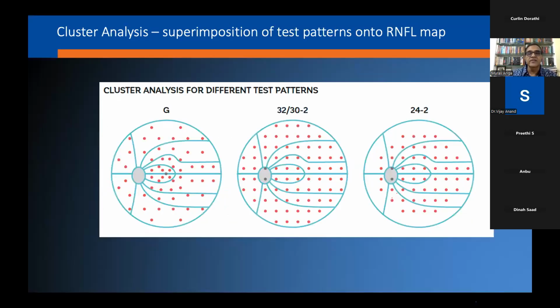The Octopus does things a little differently. There is no GHT in the Octopus. The cluster analysis is done for different test patterns. This is the G pattern on the left side. There is a 30-2 or 32 program like that in the Octopus as well, and a 24-2 also is available. Each cluster of points is analyzed, and each cluster can be followed up for progression. That is what we call cluster analysis, and progression can be monitored by cluster analysis using the Octopus machine. The cluster is a unique feature of the Octopus.